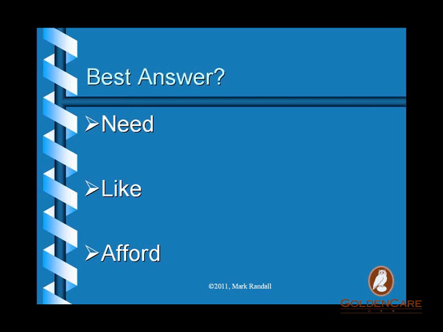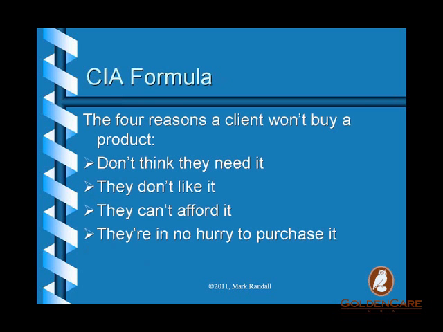about? All I'm using here is what's called the CIA formula. The CIA formula says there are only 4 reasons a person won't buy a product you're selling. Number 1, they don't think they need it. Number 2, they don't like it or they don't like you. Number 3, they don't think they can afford it. Or number 4, they're in no hurry to purchase it. Doesn't matter what you're selling. When you get out there, you're going to first think you're running into all types of objections. But all of them fall into one of those 4 categories.